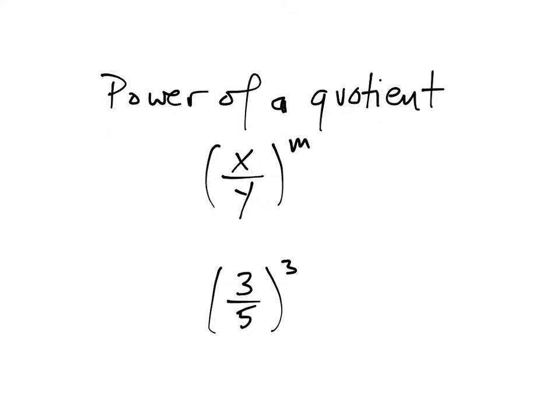All right, here we go. We are, again, in Chapter 7, Section 2, Division Properties of Exponents, continued. And we're going to start with the power of a quotient. Right, the power of a quotient.